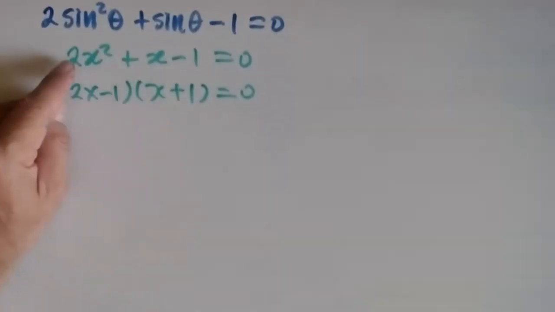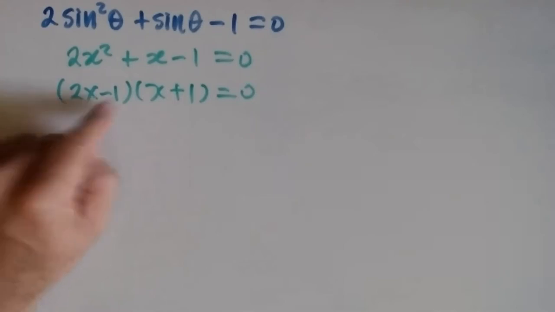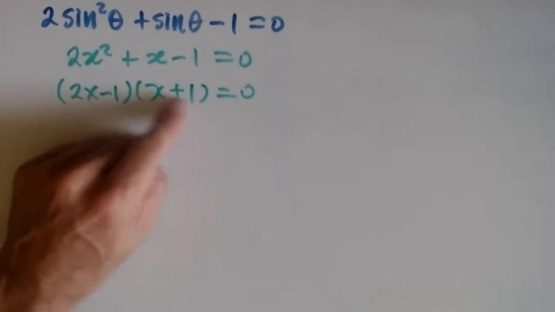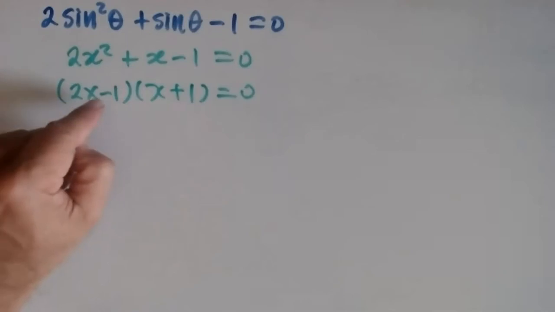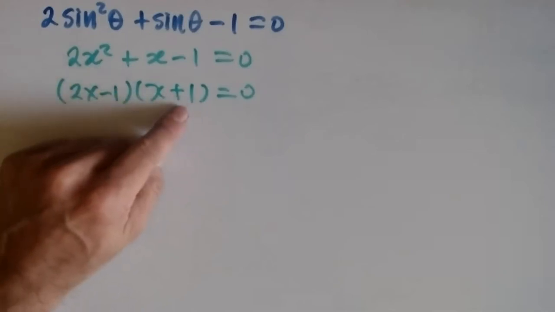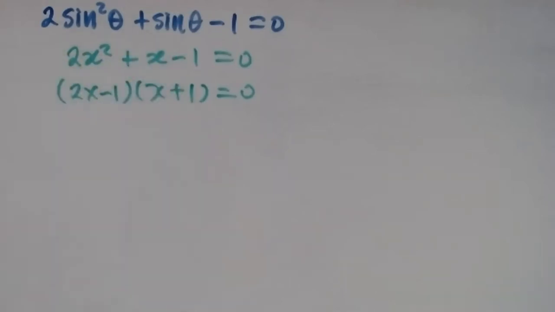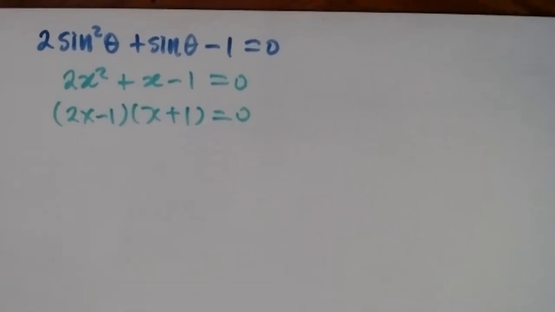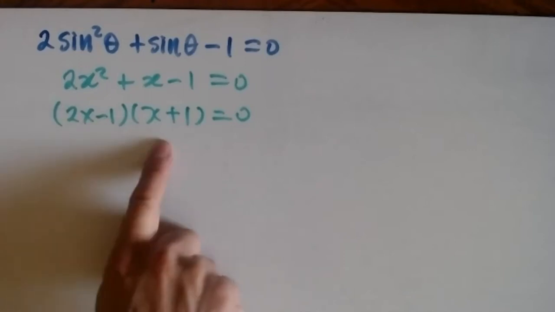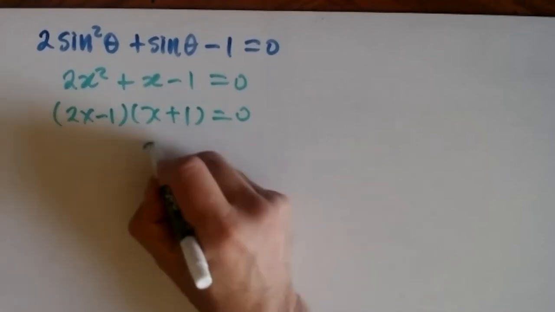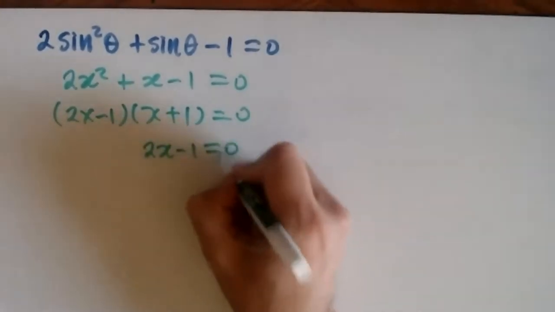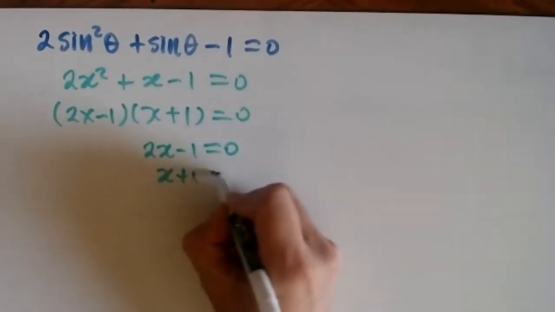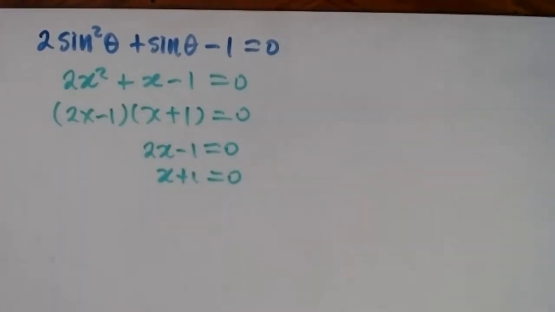2x times x, 2x squared. 2x times 1, 2. Minus 1, 1. Negative 1 plus positive 1, 1. Okay. You see, the point is all are quadratics and you solve quadratics, so no problem. Now, this times this equals 0 means 2x minus 1 equals 0, or x plus 1 equals 0. One of them has to be the 0.